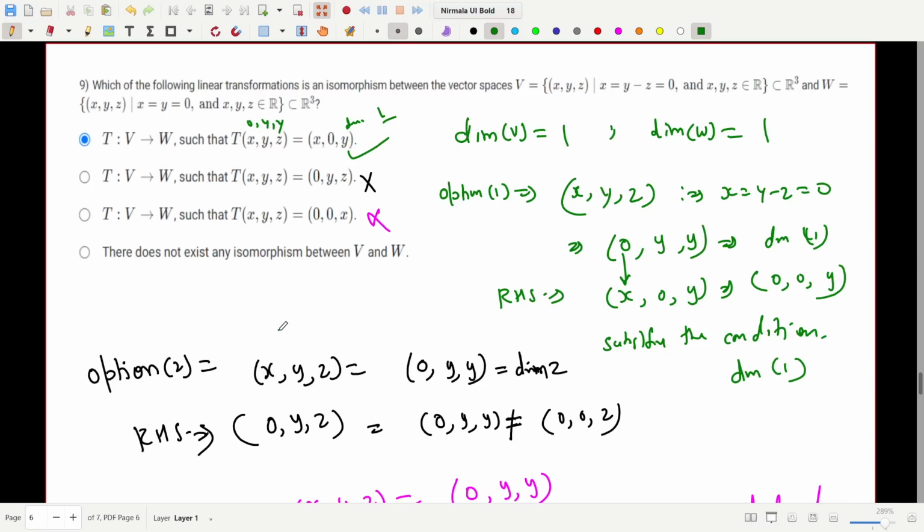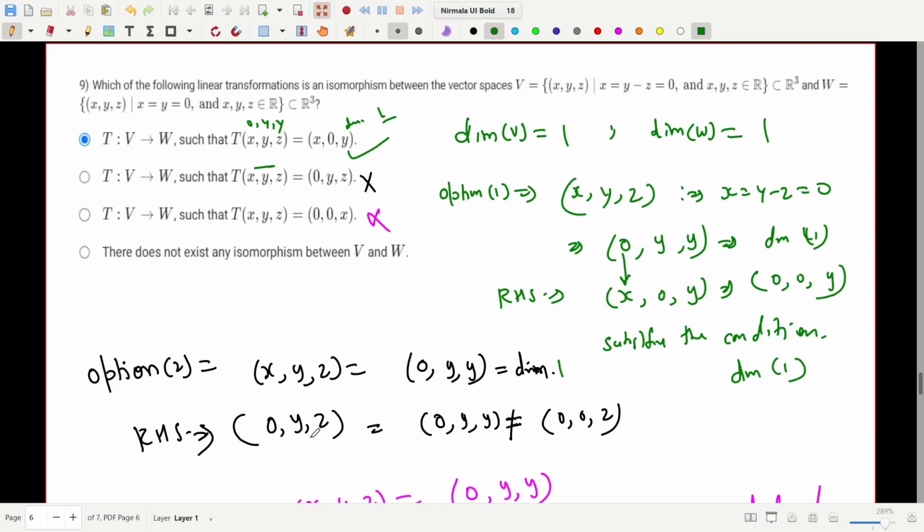because here x y z from the left side, it is x is equal to y minus z. So x is equal to 0 and y is equal to z. So x y z will be 0 y y. Dimension 2. So dimension 1. 0 y y, dimension 1.